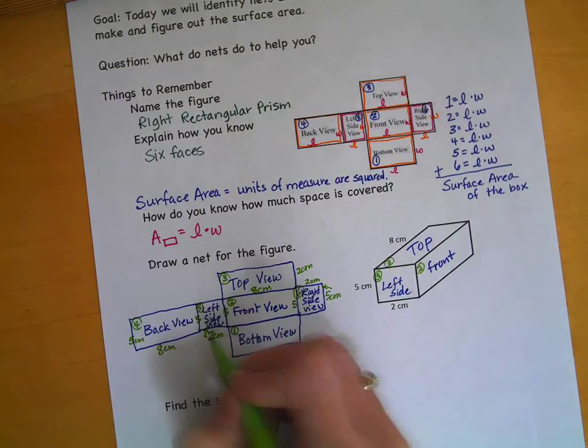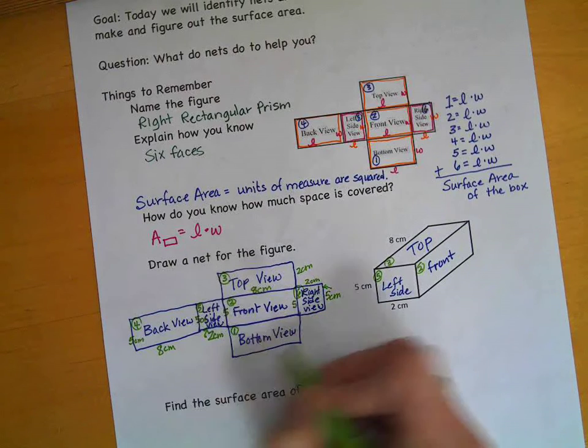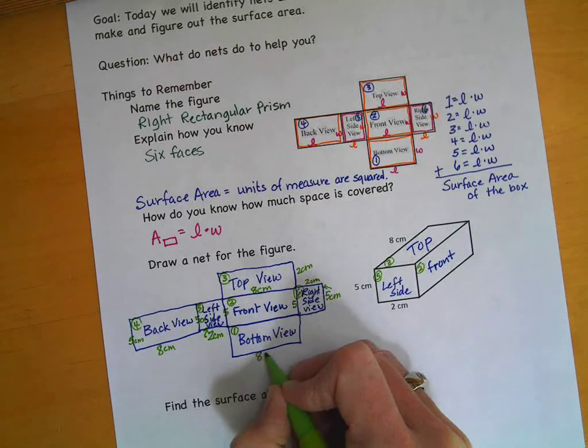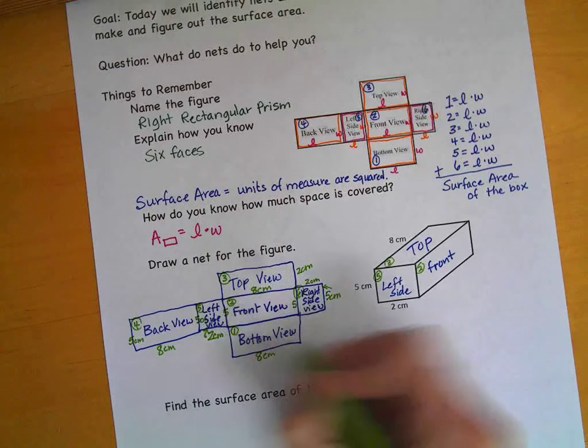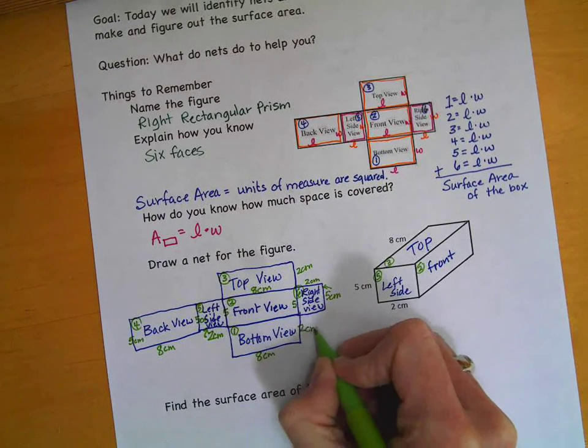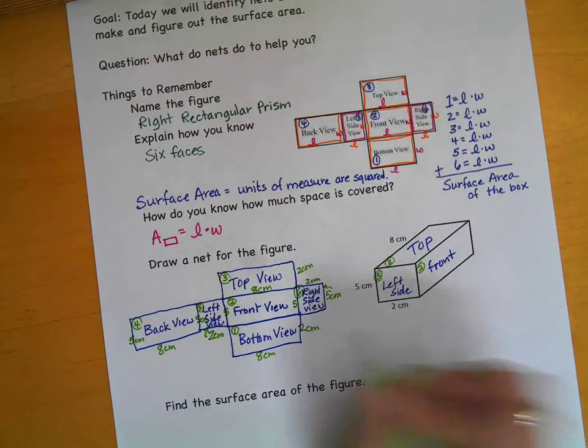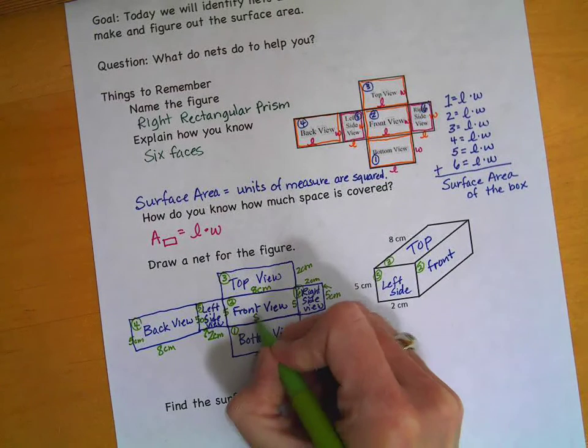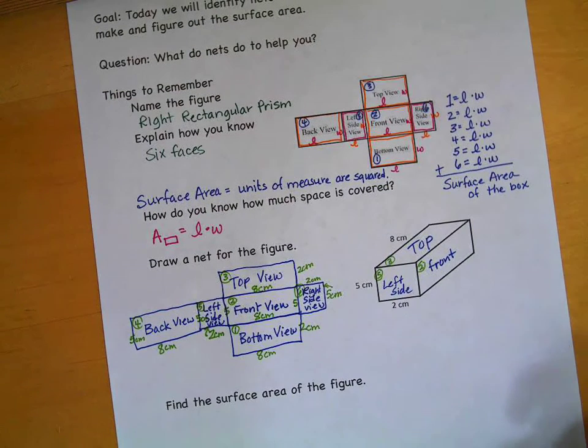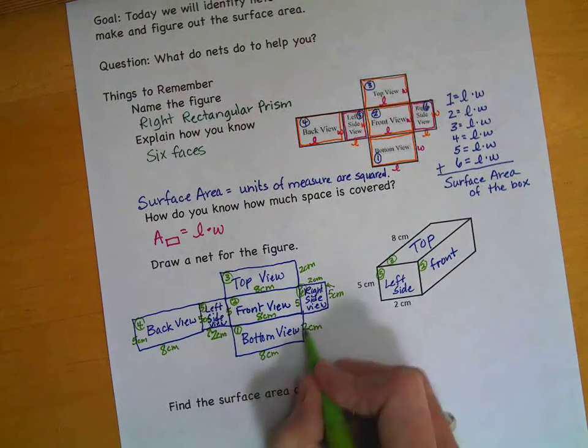So then this one has to be 8 centimeters. That's already labeled as 2 and 5. This one has to be 8 centimeters. And this is attaching here, so this is actually 2 centimeters. Okay, I think we have all of them labeled. This one is 8 centimeters. Okay, all right, I think we've got them all labeled now.